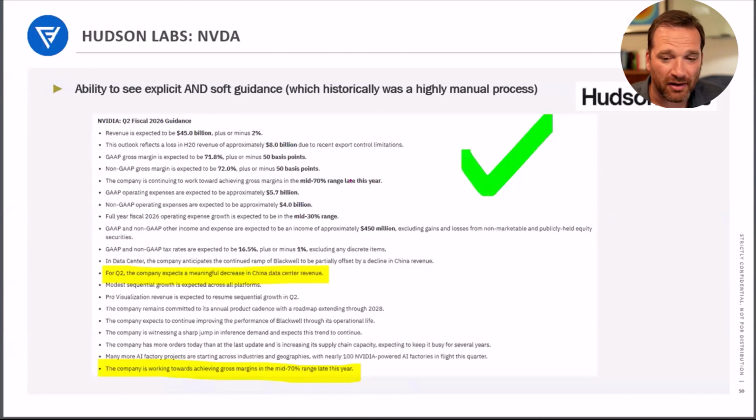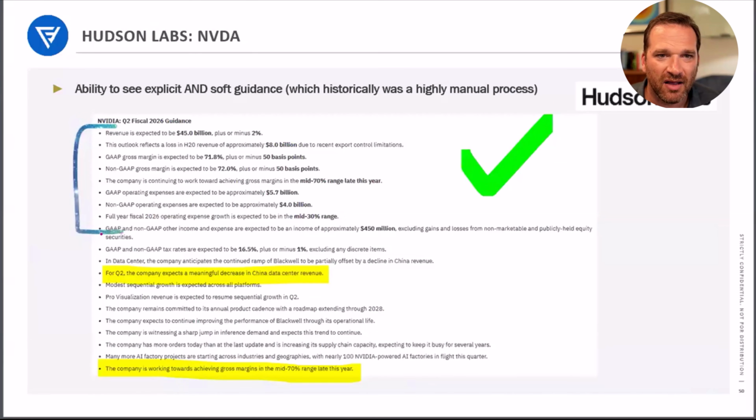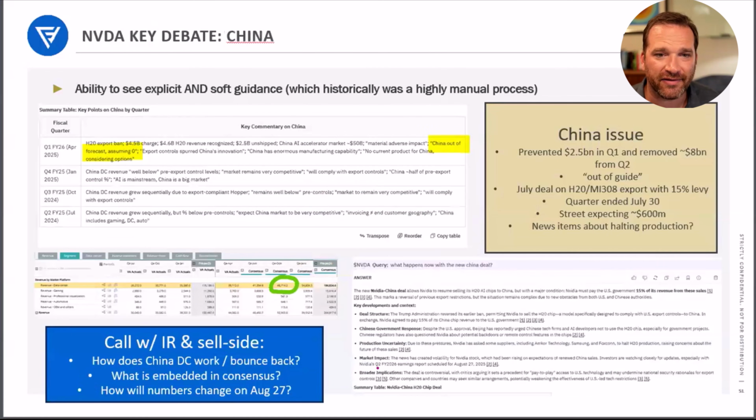One of the things I've really liked about the Copilot finance tune models is the ability to go into guidance and not take just the quantitative guidance, but pull the qualitative guidance, the notes on an earnings call that you kind of have to go back through the call with a highlighter in the transcript to pull out. The company said a meaningful decrease in China data center revenue. They said they're working towards achieving gross margins in the 70% range. These key guidance comments won't come out if you hit GUID on Bloomberg, but are really important in setting the baseline for the fundamental analysis.